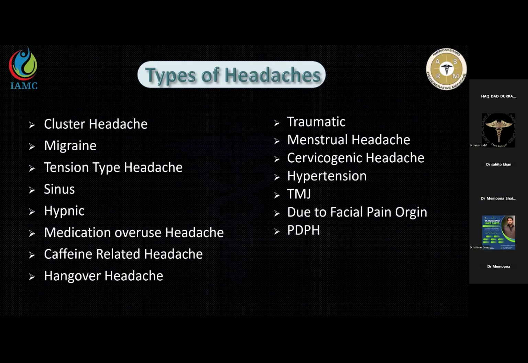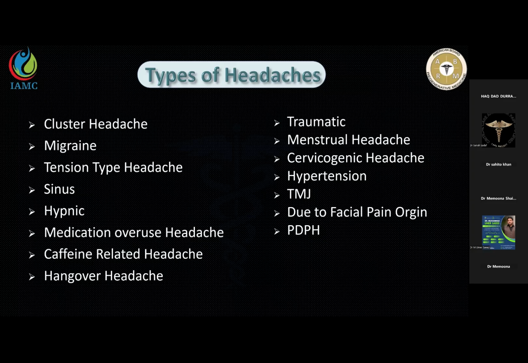So there are other types: caffeine-related headache and hangover headache. As we all know, hangover headache occurs in people who consume alcohol a lot and the next day morning start feeling pain. Then traumatic headache, menstrual headache, when a female patient comes to you with pain on specific days, or menstrual days. Cervicogenic headache. This is something you should all know: every unilateral headache is not a migraine.